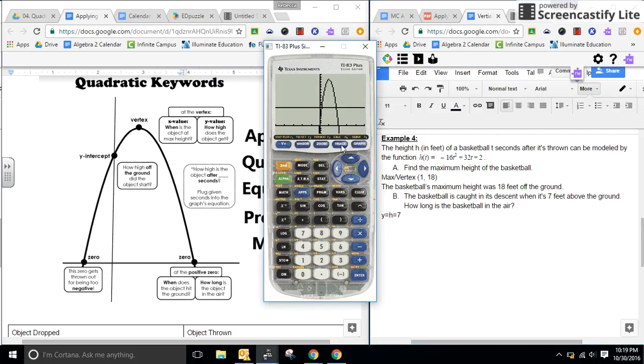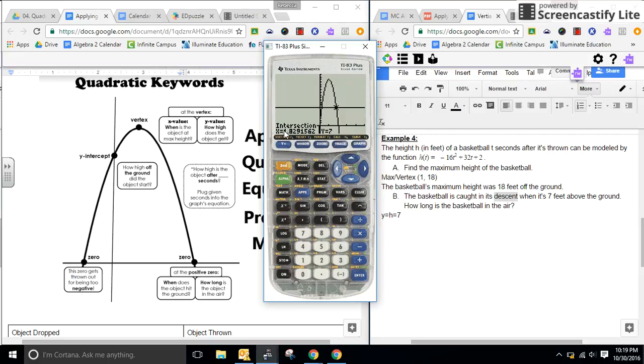Okay, and this is where we're going to do our second trace. It says it was caught when it's in its descent. So that means when it was going down. So right here, the basketball's still going up, but down here, it's going down. So I'm going to do my second trace. I'm going to choose number 5, which is intersect. And I'm going to put it close to the other intersection point. I'm going to enter 3 times.